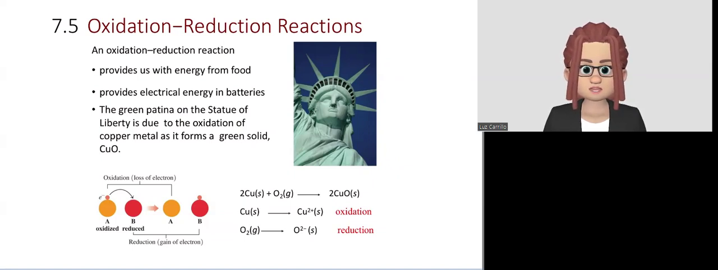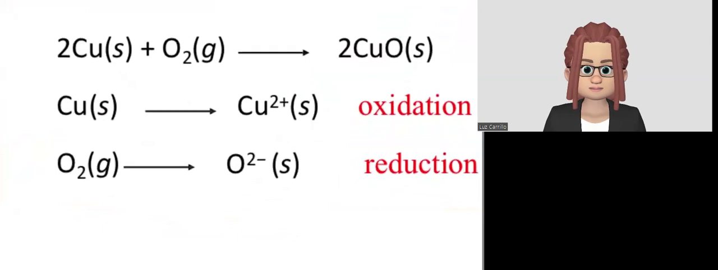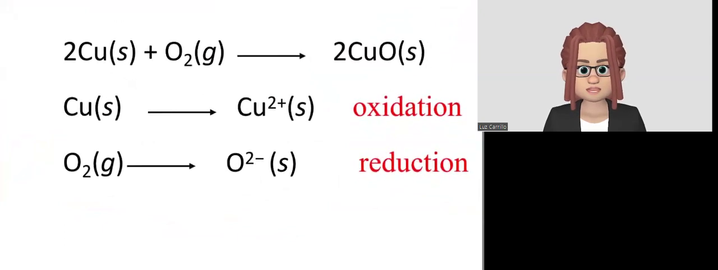Let me give you an example of an oxidation reduction reaction. In the bottom right corner, we have the following reaction. Copper reacts with O2 gas to produce copper 2 oxide. What type of reaction is this, based on the classification that we studied in the previous video?